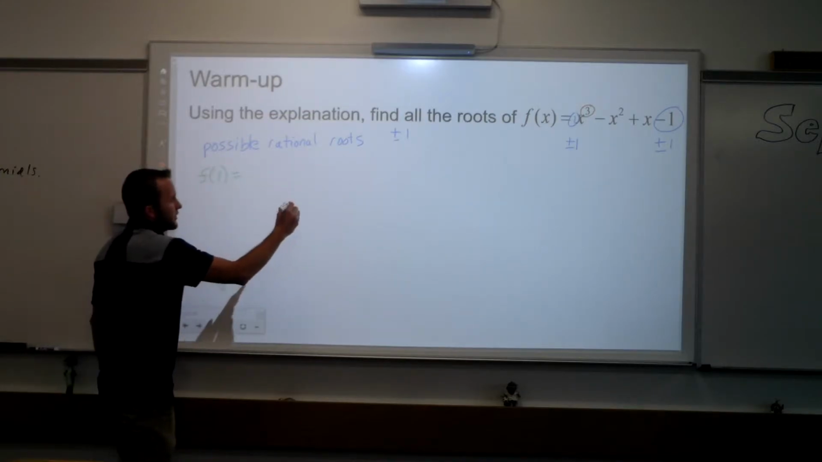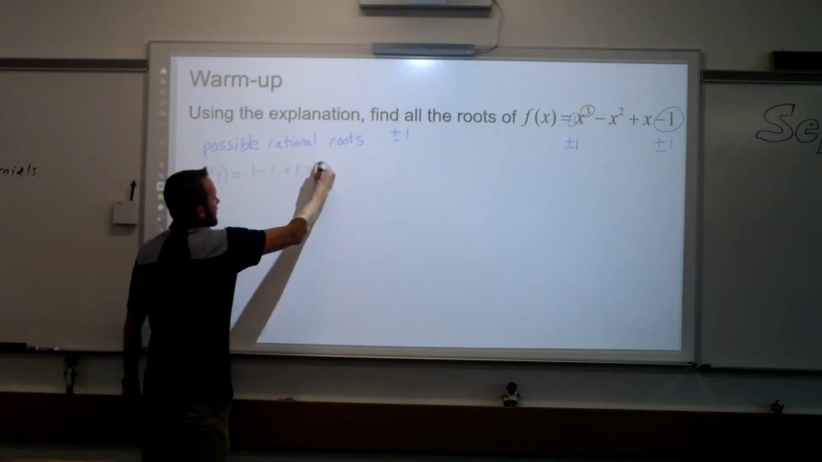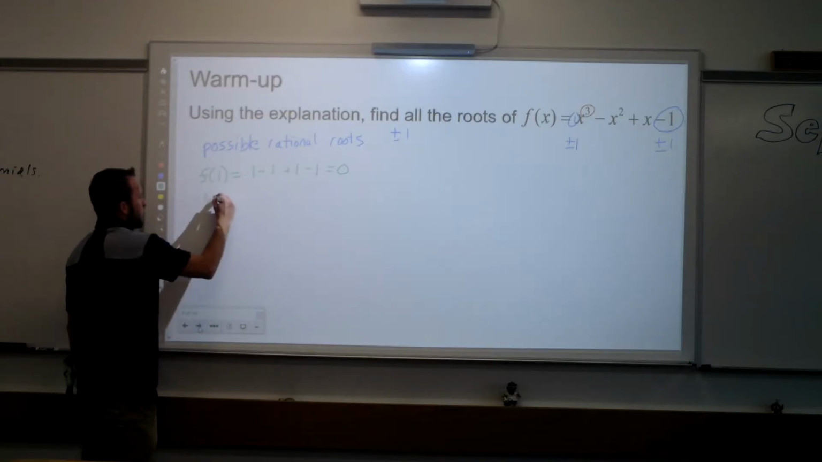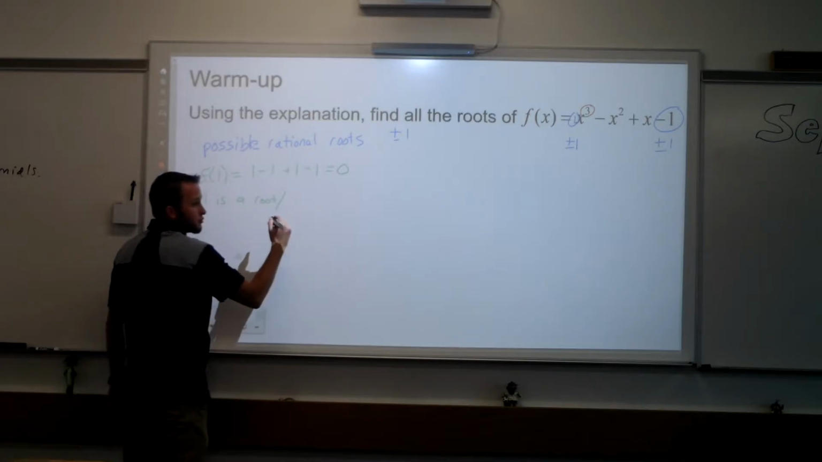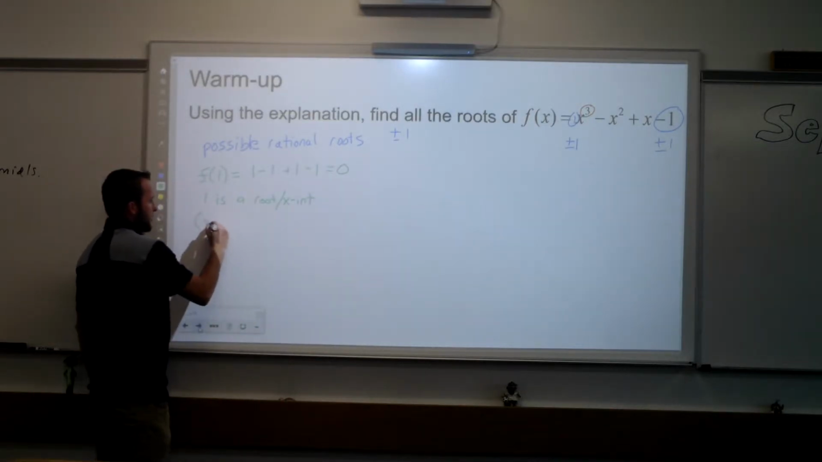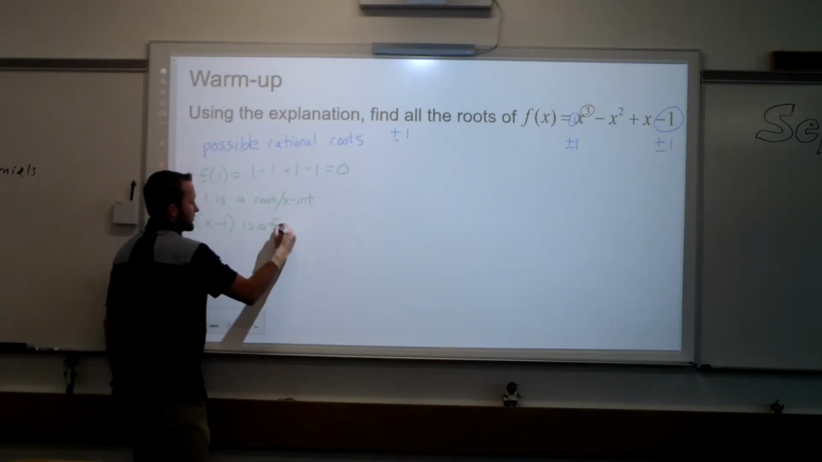So I'm going to plug in 1. 1 cubed is 1. 1 squared is 1. And sure enough, I get 0. What that tells me is that 1 is a root. And since it's a real number, it's going to be an x-intercept. That also means the quantity of x minus 1 is a factor of f of x.